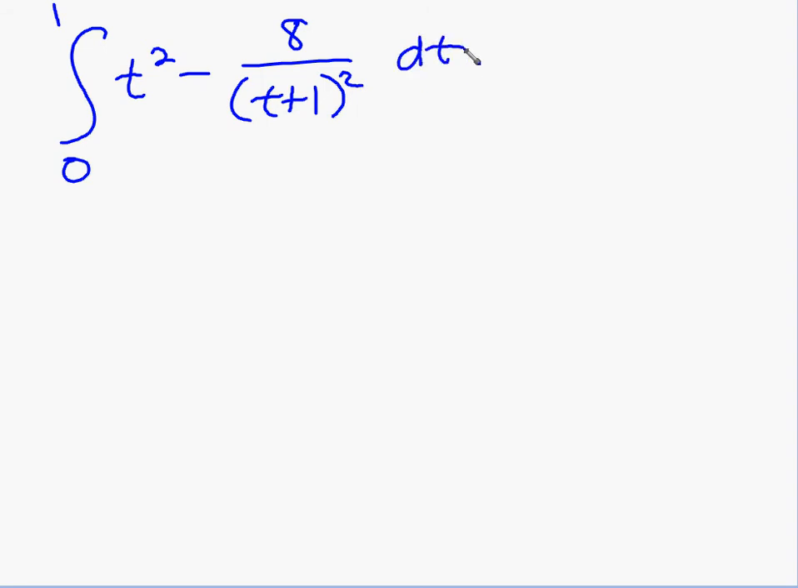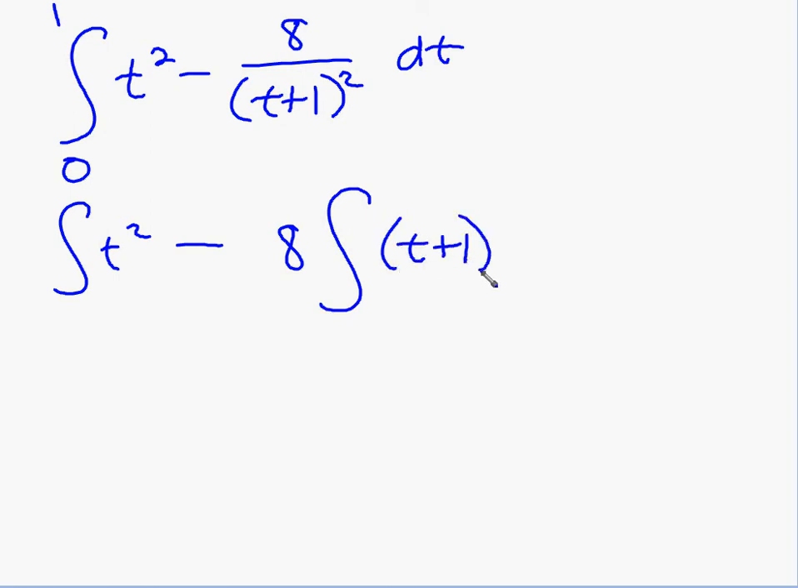Now, I'm not going to spend a bunch of time on the integration of this. I will tell you that we would split it up into two different integrals. And on the second one, I would pull out an 8, and I would write this as the integral of t plus 1 to the negative 2. And we'd have to do a substitution to let u equal t plus 1, and so on. But on both of these, we're going from 0 to 1.